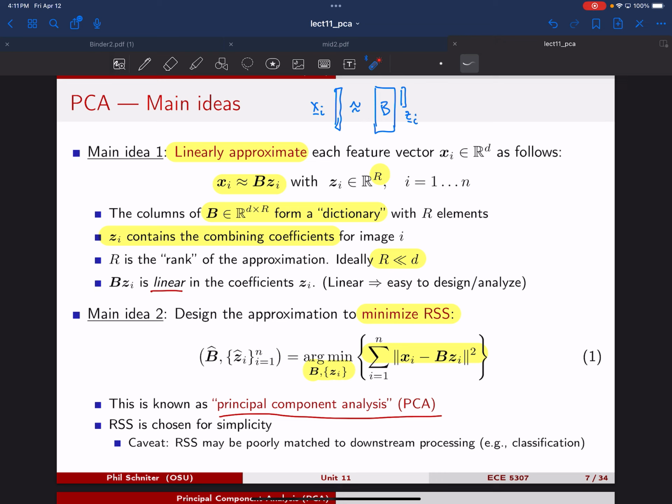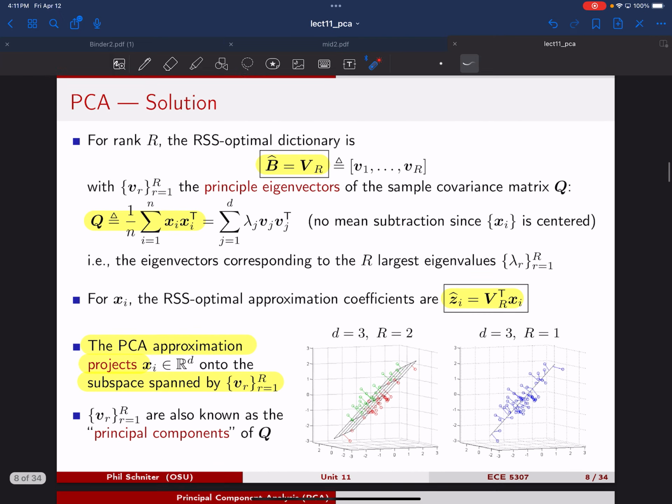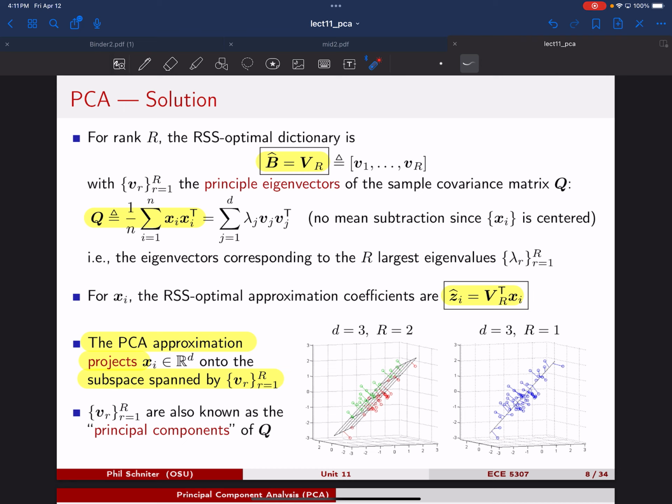And the way that we design both B and zi is we want that their product, which is our approximation of xi, is closest to xi in the sense of RSS. So we want the sum squared difference between these to be small on average over our data set. So that's kind of what we're trying to do. Any questions on this?